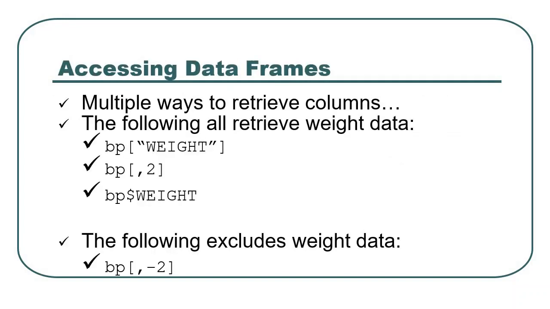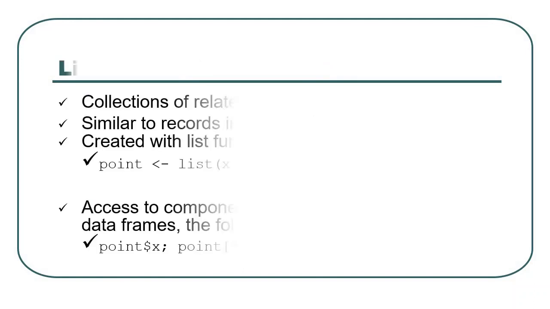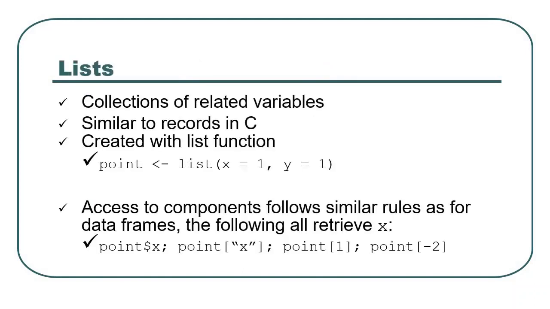And how do we access data frames? There are multiple ways to retrieve columns. The following all retrieve the weight data. The following excludes the weight data. And what are lists? A list is a collection of related variables, similar to records in C, created with the list function. Accessing the components follows similar rules as for data frames. The following retrieve x.